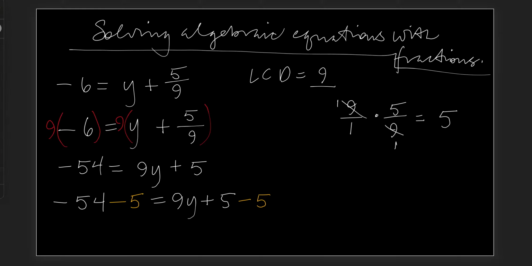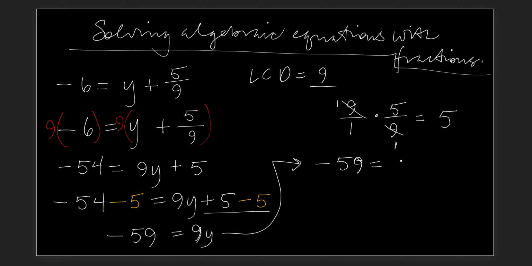And that will make this 0. This equals 0. So 9y plus 0 is just 9y. That's how that disappears. We have to do what is needed so that make that disappear. And then -54 minus 5 is -59. And so we have -59 equals 9y. And we still need that 9 to go away from y. So I'm going to take that over here and work on it.